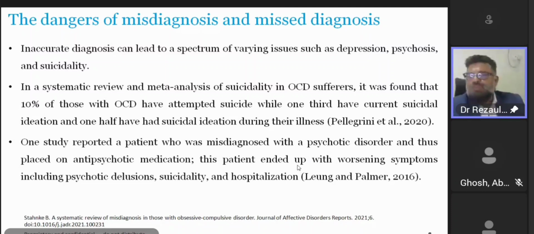In a systematic review and meta-analysis of suicidality in OCD sufferers, it was found that 10% of those with OCD have attempted suicide, while one third have current suicidal ideation, and half have suicidal ideation during their illness. One study reported a patient who was misdiagnosed with a psychotic disorder and thus placed on antipsychotic medication. This patient ended up with worsening of symptoms, including psychotic delusion, suicidality, and hospitalization. This was published in 2016.